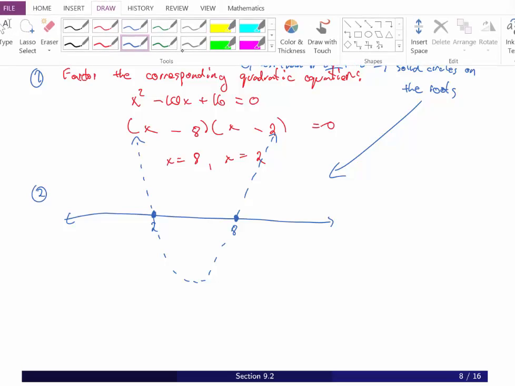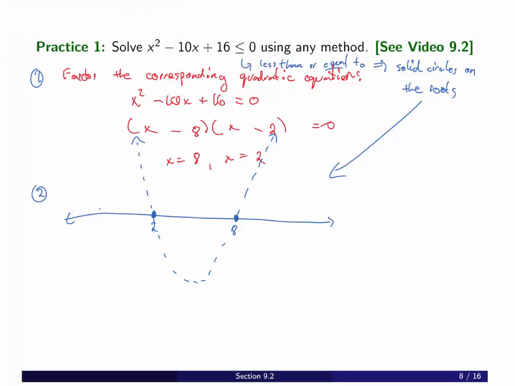So we need to select points that are less than 2. So I'll select 0. I'll put in red what I'm going to select. This one I'll select 3, and this one I'll select 9. Okay? Any points are fine. So for x equals 0, you plug this into the equation to get 0 squared minus 10 times 0 plus 16. Is this less than or equal to 0? Well, let's simplify. We get 16, and that's not less than or equal to 0. So the inequality is not satisfied for x equals 0. So anything left of 2 doesn't satisfy.